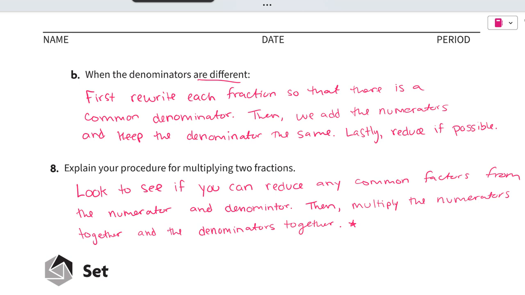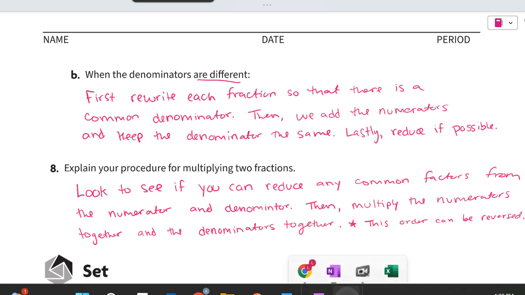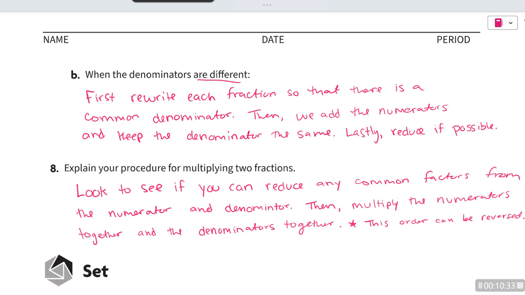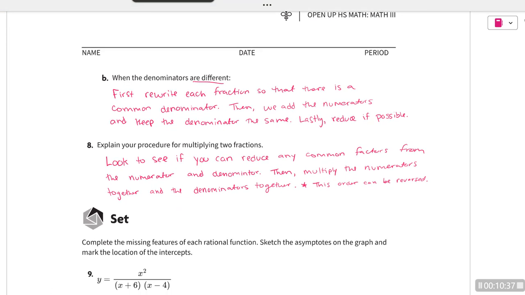I want to note that these can be done in either order. So you can reverse order. You can multiply first and then reduce. I just always find it easier to reduce before we multiply, but you can do it in either order. Okay, let's go to question 9.